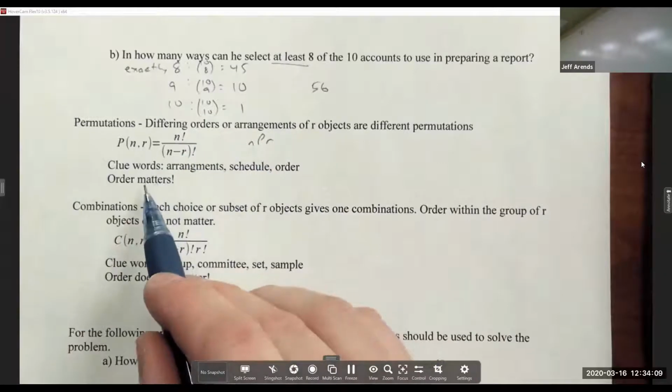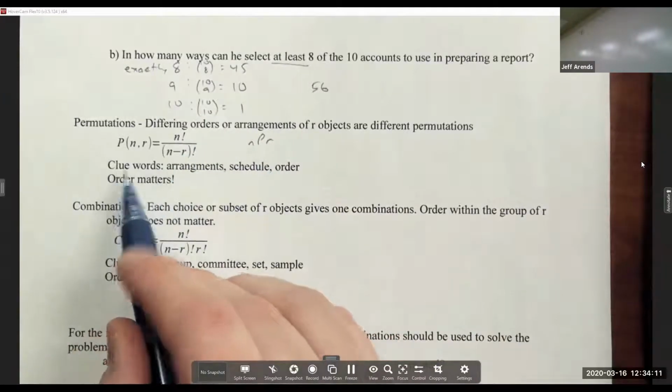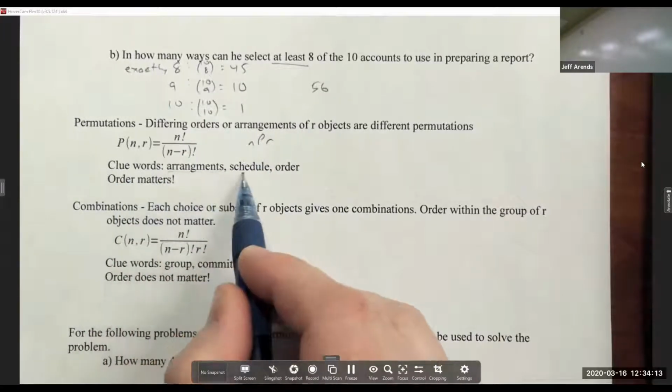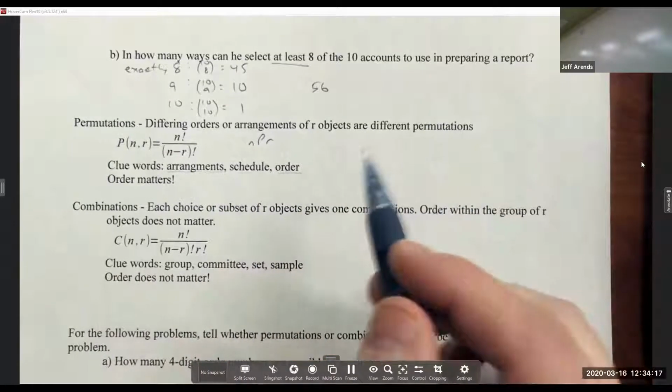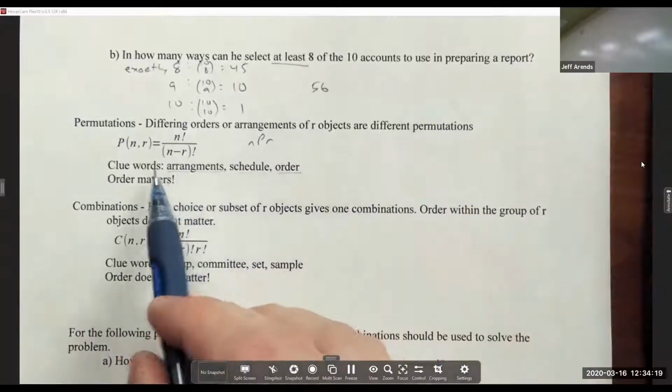You know you're talking about a permutation if you see the word arrangement or schedule or order, something that implies that if you rearrange the things, you would count it separately, then we know that order matters.